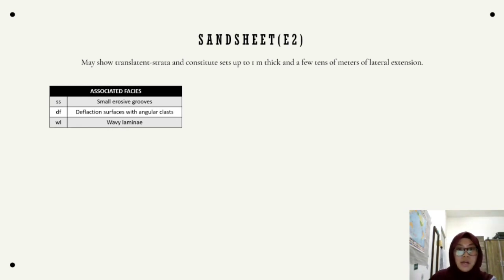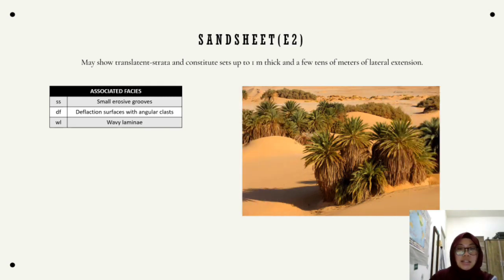The example of sand sheet is the Selima sand sheet, also known as Selima Oasis. It is in southwestern Egypt and northwestern Sudan. These sand sheets are most probably almost as extensive as some of the great sand seas.